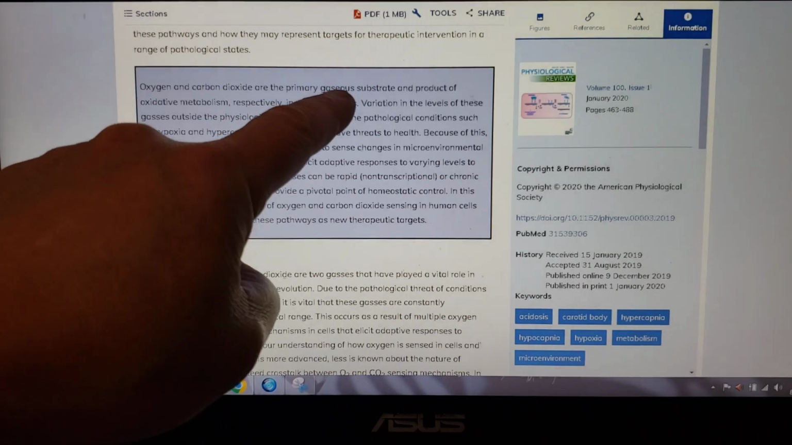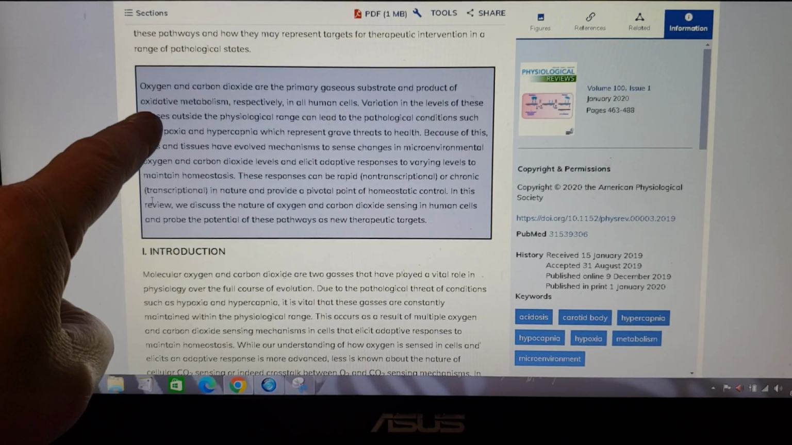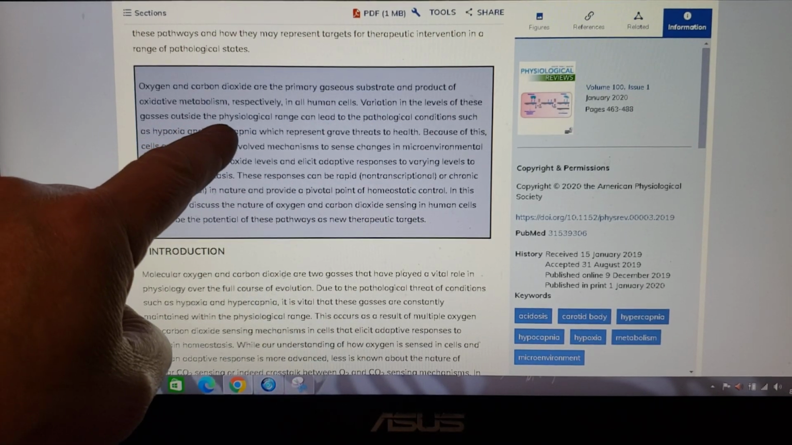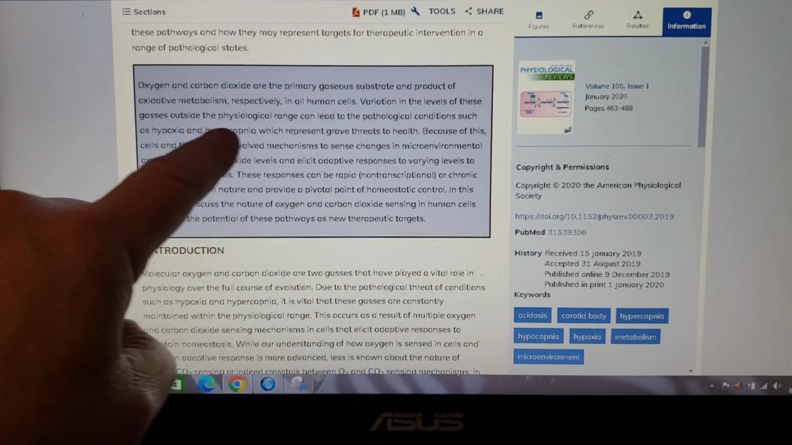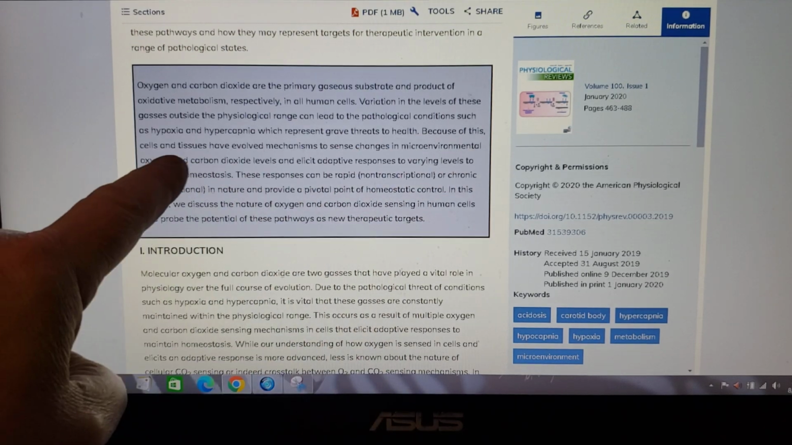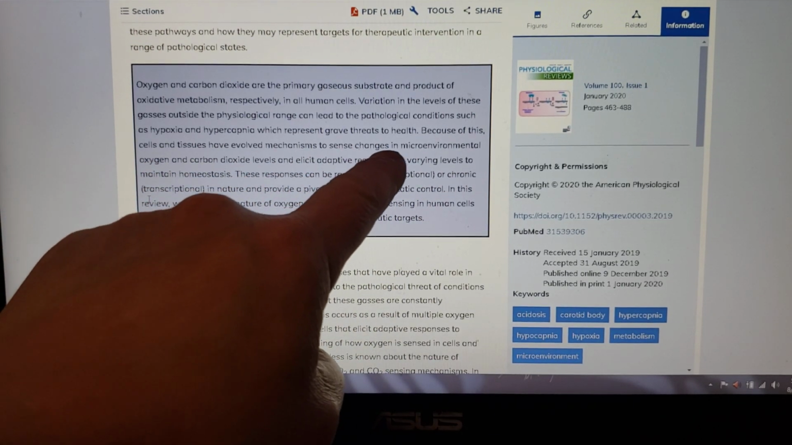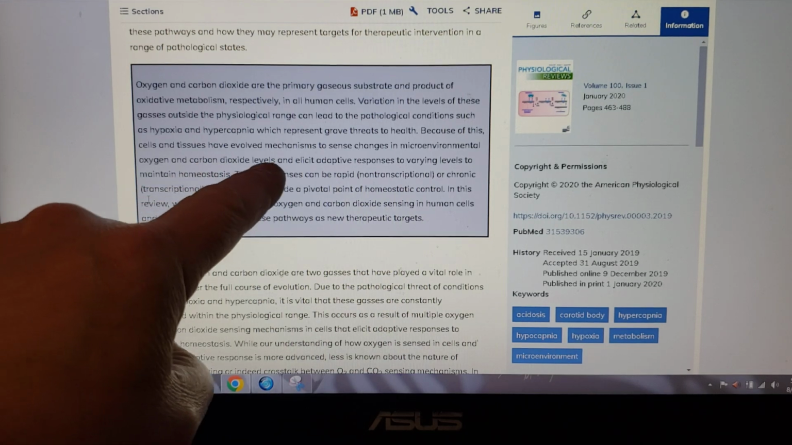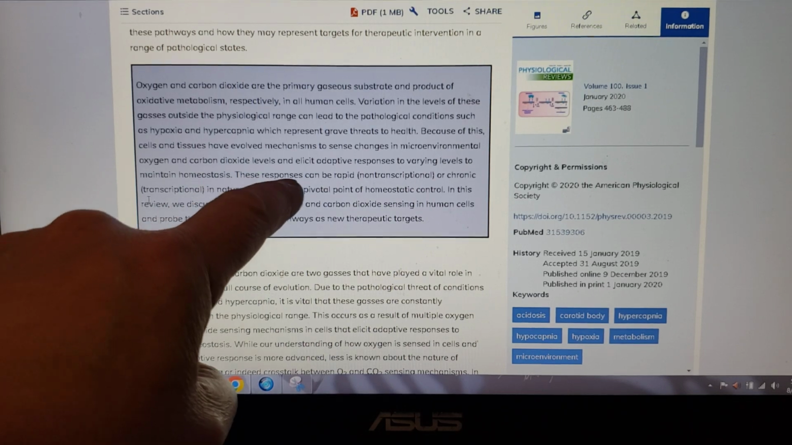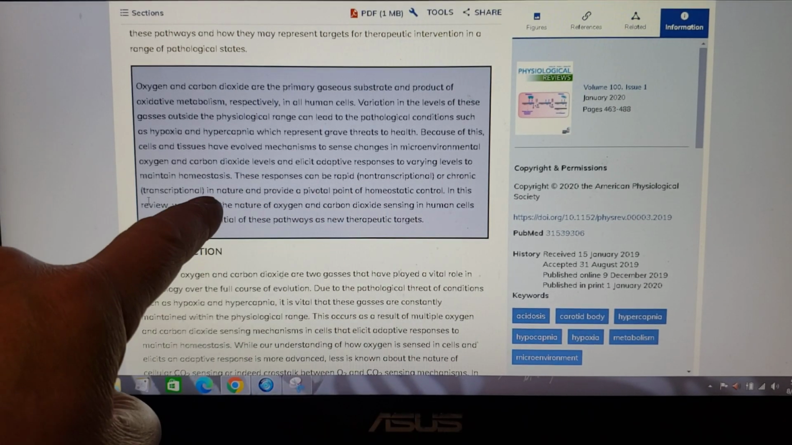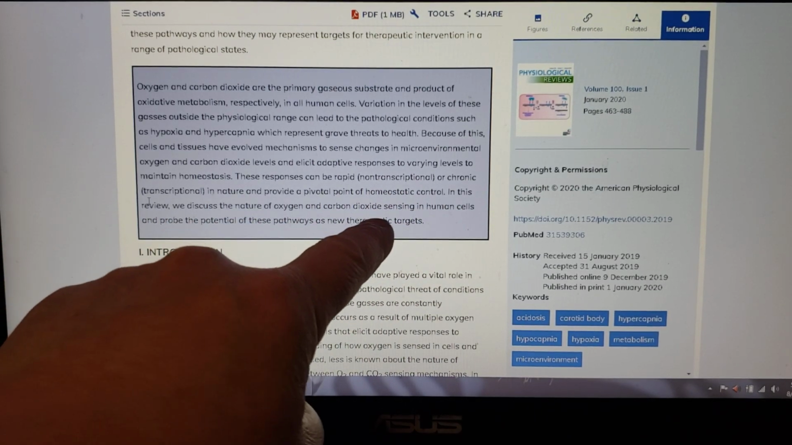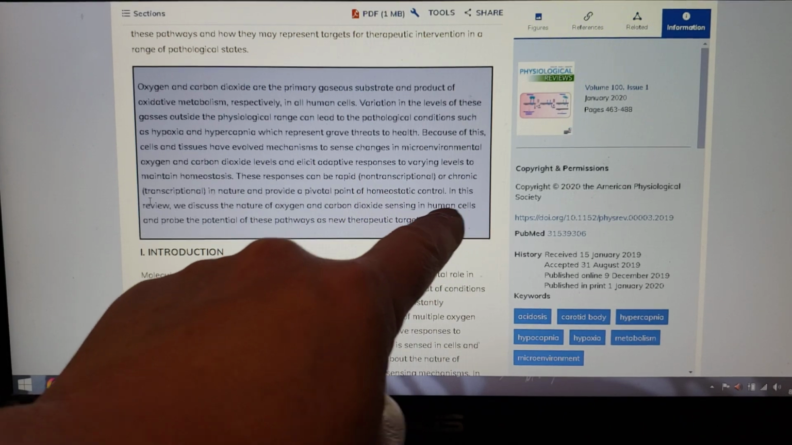Oxygen and carbon dioxide are primary gaseous substrate and a product of oxidative metabolism in all human cells. Variation in the levels of these gases outside the physiological range can lead to pathological conditions, hypoxia, hypercapnia, which are grave threats to health. Because of this, cells and tissues have evolved mechanisms to sense changes in microenvironmental oxygen and carbon dioxide levels and elicit adaptive responses to maintain homeostasis. These responses can be rapid or chronic in nature and provide pivotal homeostasis control. In this review, we discuss the nature of oxygen and carbon dioxide sensing in human cells.